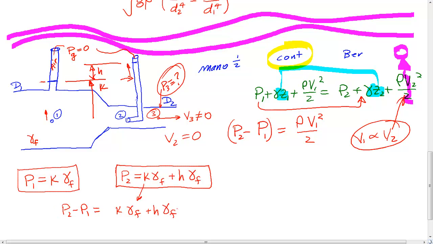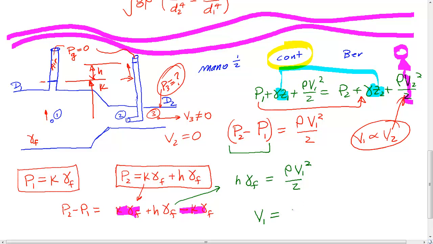So I'll put in the first P2, then I subtract off K times gamma of the fluid. And what you see right off is something you'd expect. That goes away with this. So if I wanted to, I could take this, stick it right in here, H gamma fluid equal to rho V1 squared over 2, meaning V1 is equal to the square root of 2H gamma of the fluid over rho.